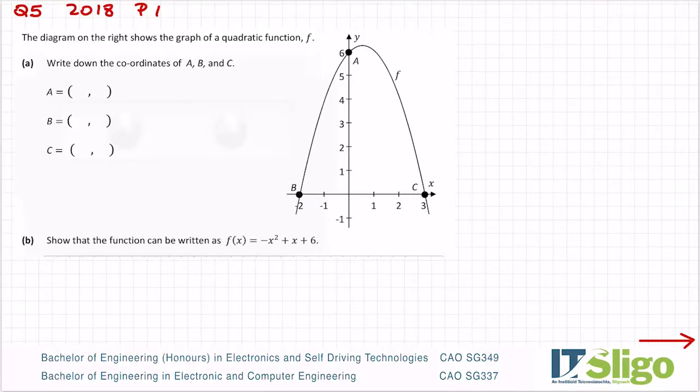Right, continuing on with our functions and calculus questions from Leaving Cert Ordinary Level, let's take a look at question 5 from the 2018 paper. The diagram on the right shows the graph of a quadratic function f. Write down the coordinates of a, b and c.